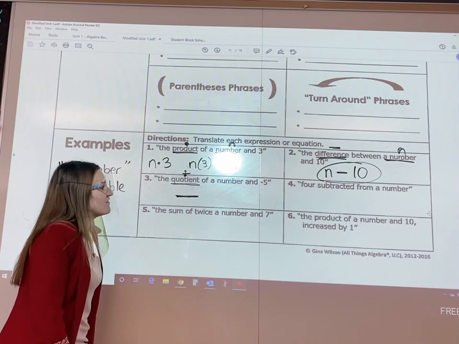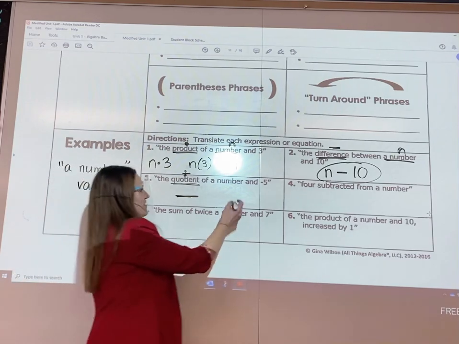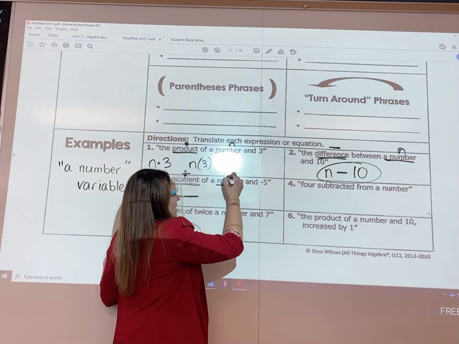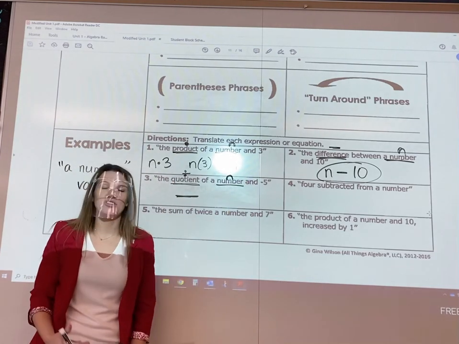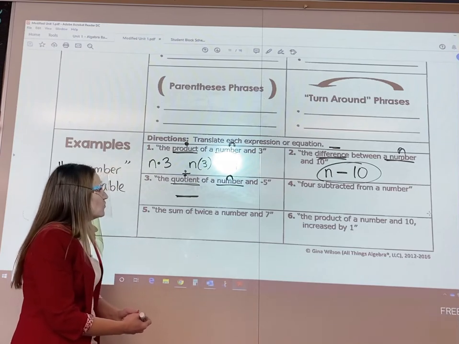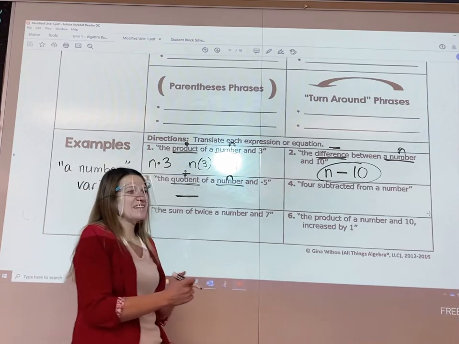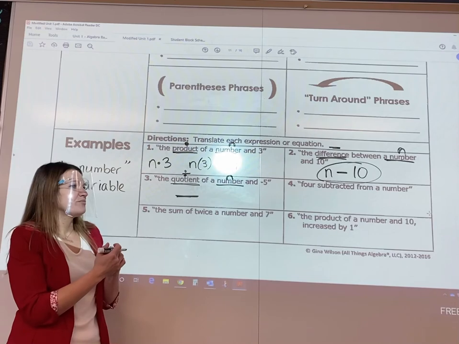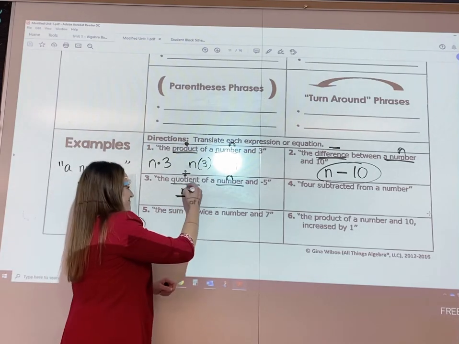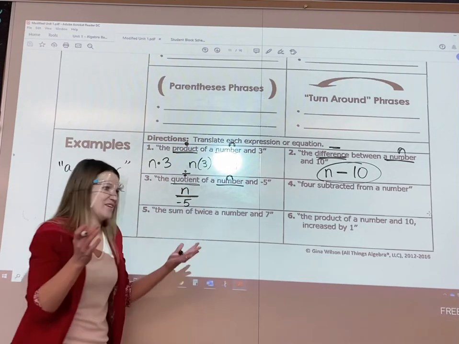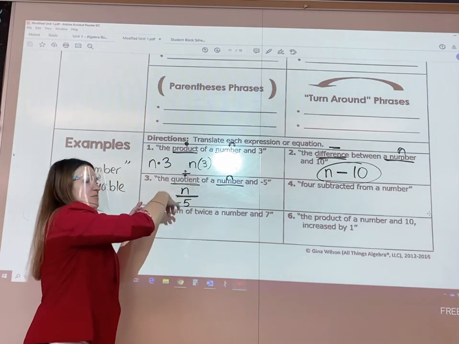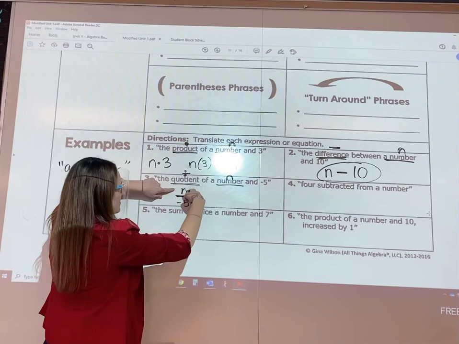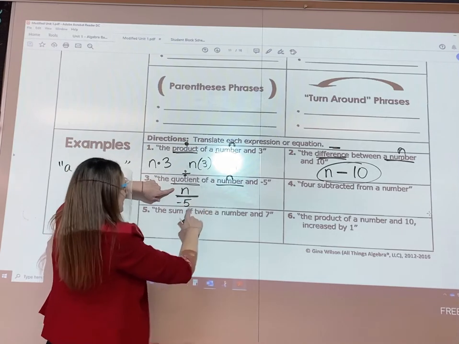So the quotient of a number and -5. A number, we don't know what that is, so we'll represent it with n and -5. So my question to you is, what is being divided? I was going to say, wouldn't n be on top and -5 be on the bottom? Absolutely. Perfect. And again, you're going to want to go back and read it through and make sure it makes sense. So the quotient of a number and -5.